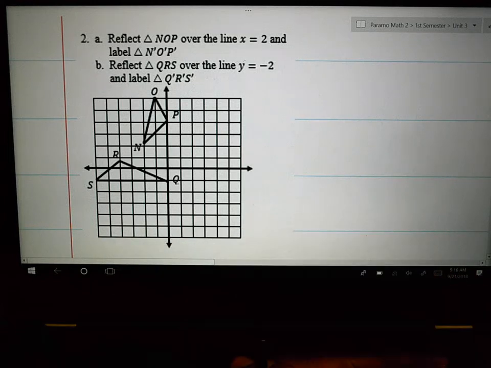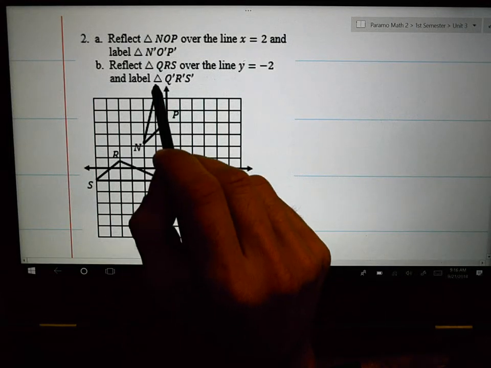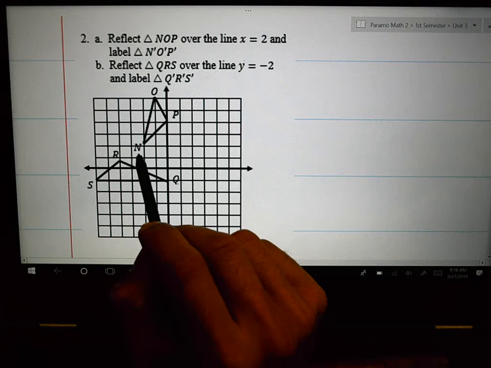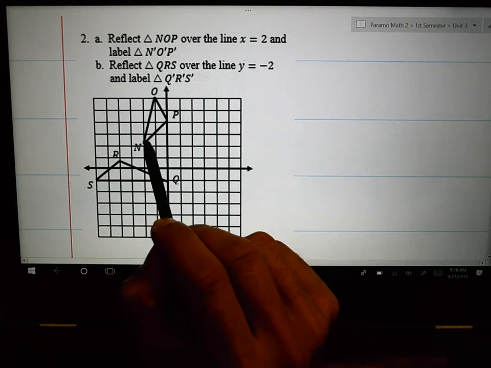Are we supposed to be able to see the letters? It's not on our worksheet. The letters are on our worksheet. If the letters are not on your worksheet, then you need to please write those things in right now. N-O-P on any of them?